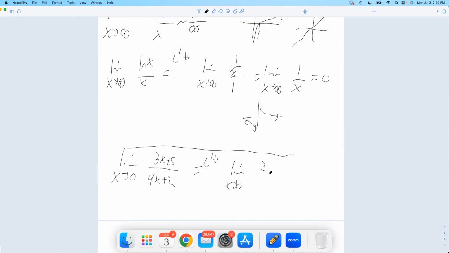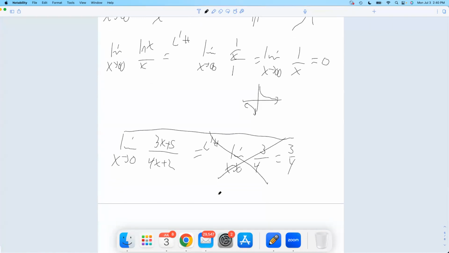Derivative of the top is 3. Derivative of the bottom is 4. And they'll just say, oh, that's 3/4. That is all wrong. You're only allowed to use L'Hopital if you have an indeterminate form. The first thing you're supposed to try when taking a limit is just plugging in and seeing what happens.